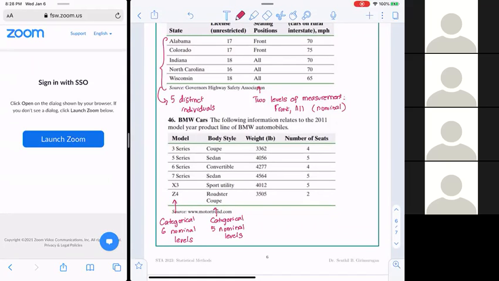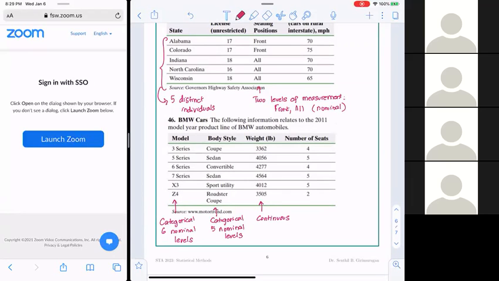It is not like the previous problem where we had a fixed set of values that kept repeating. So in other words, we had 70, 75, 70, 70, and 65. Here, weight has a broader range. It goes all the way from 3,362 all the way up to 4,564. So here, weight is a continuous random variable.